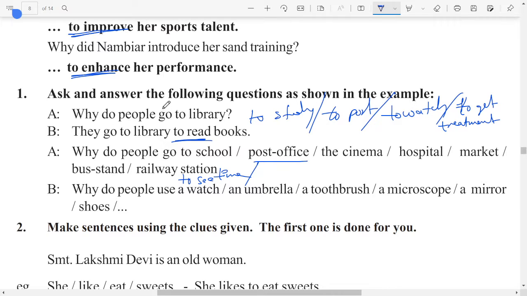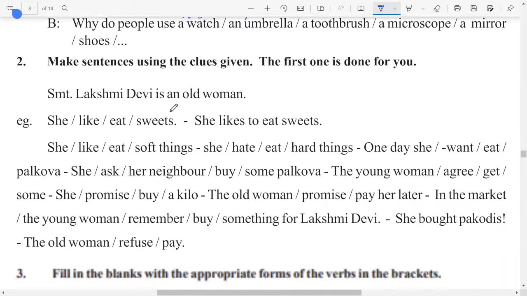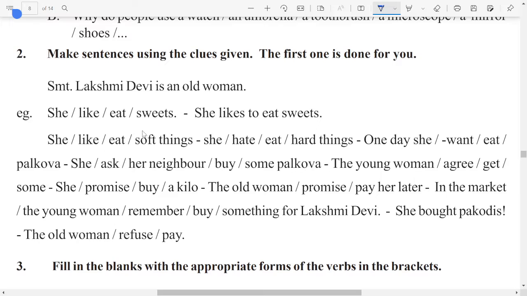Okay, now make sentences using the clues given. The first one is done for you. Srimati Lakshmi Devi is an old woman. Now look at this and look at these two. She like eat sweets. Now what we have to do is continue the sentence from here.